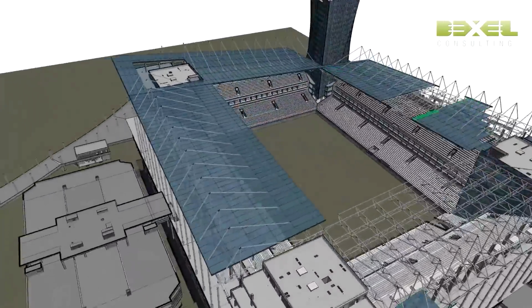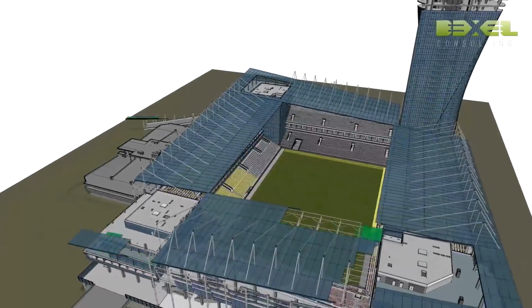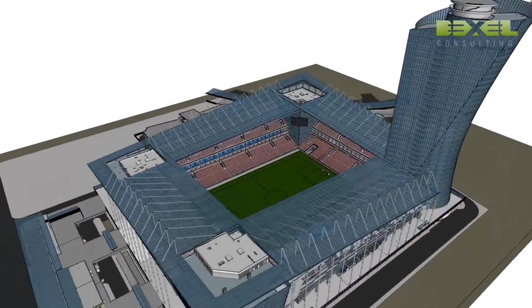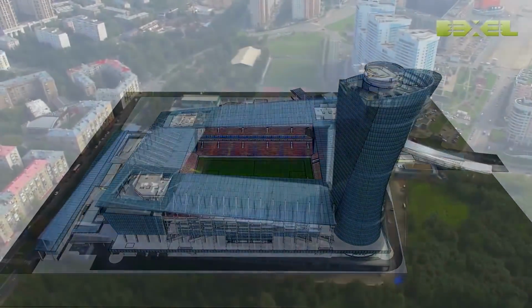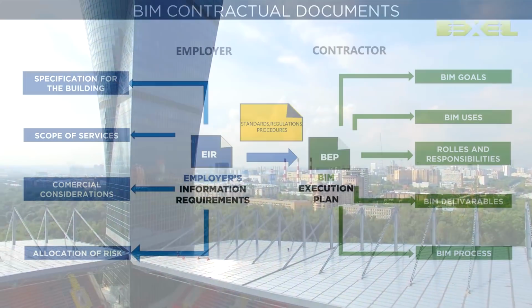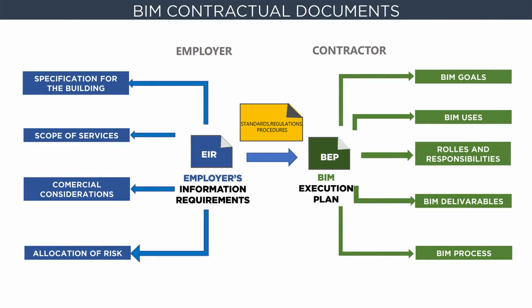Now, the first thing that we have to cover are some basics and concepts, and then we can get into actual software and we can check out the actual model and work on that. When it comes to these large-scale projects, the first thing that has to happen is for the client to create something called an employer's requirements, or EIR. This will usually include all of the specification for the building, the scope of BIM services required from the contractor, and all of the allocation of risk for all of those unknown items.